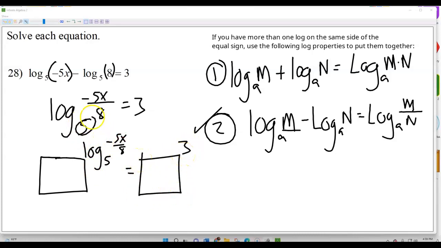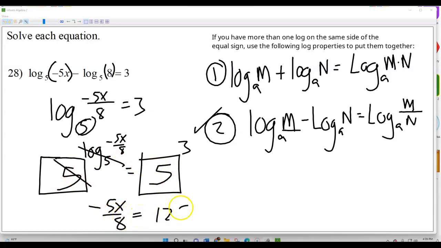And we're using a base of 5, right? So that's the what number is 5. These cancel, and I'm left with negative 5x over 8 equals 5 to the third power, which is 125. After that, you just go ahead and solve like normal.